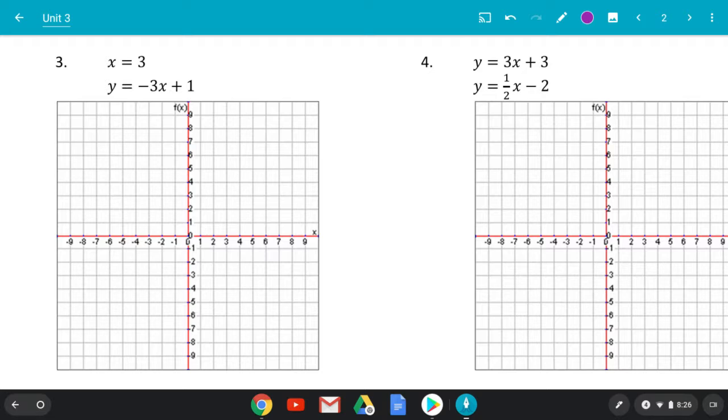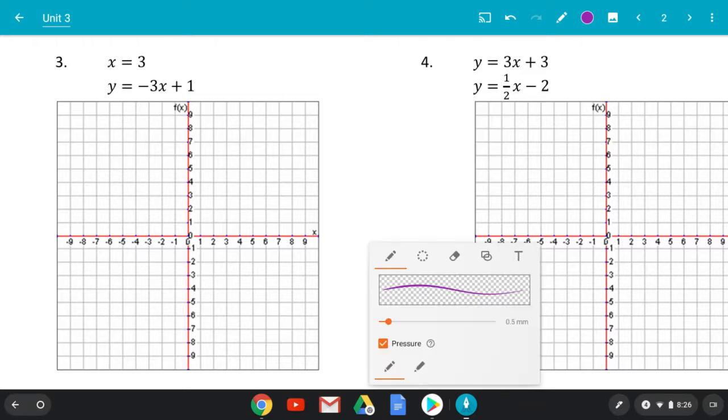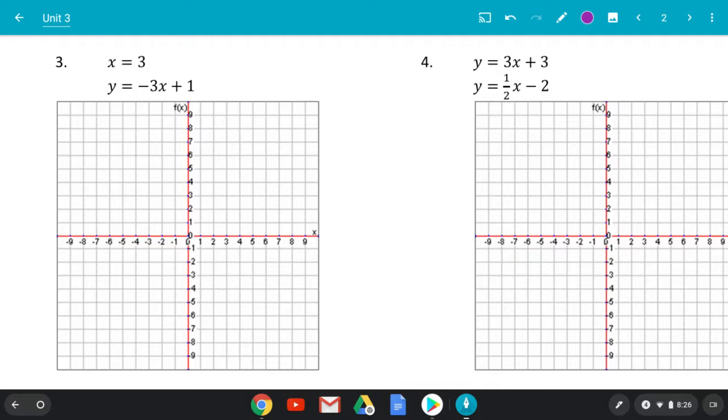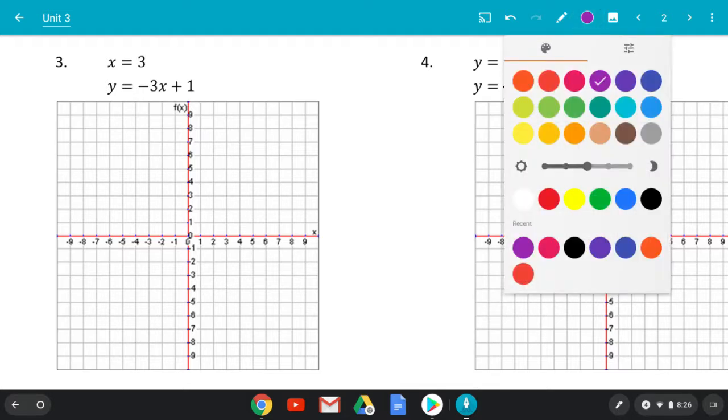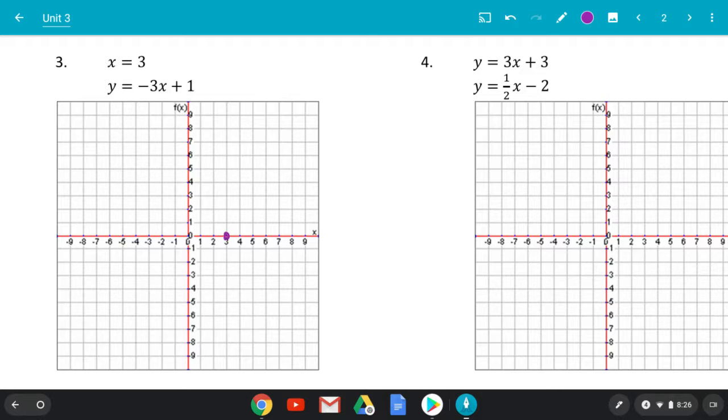Number 3 is x equals 3 and y equals -3x plus 1. Now I'm going to do this problem twice. First time I'm going to do it, I'm just going to do it on the graph here. The x equals 3, boy, that thing looks hinky, doesn't it? Looks weird, but it's not. That's a vertical line through 3.